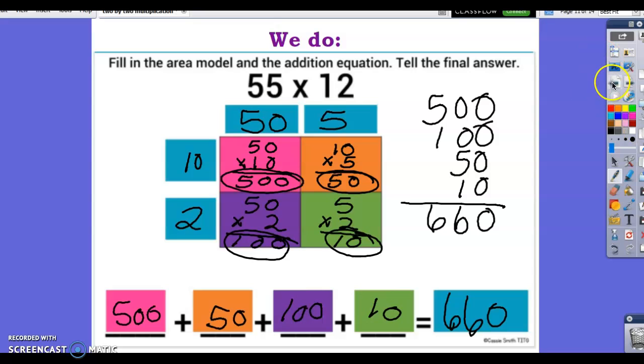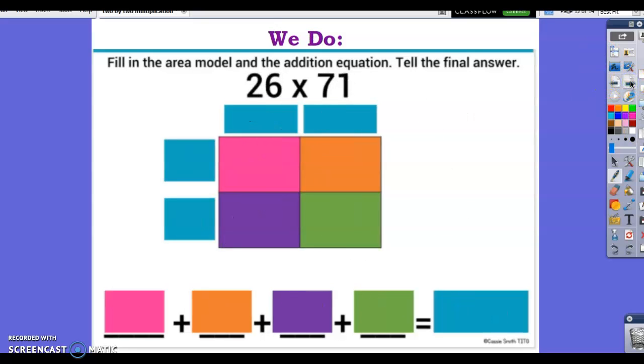Let's try one more, couple more. Okay, pause the video here and see if you can go through all the steps of area models for dividing out 26 and 71 into their expanded notation and then finding the partial products and then adding them up. So pause the video here.